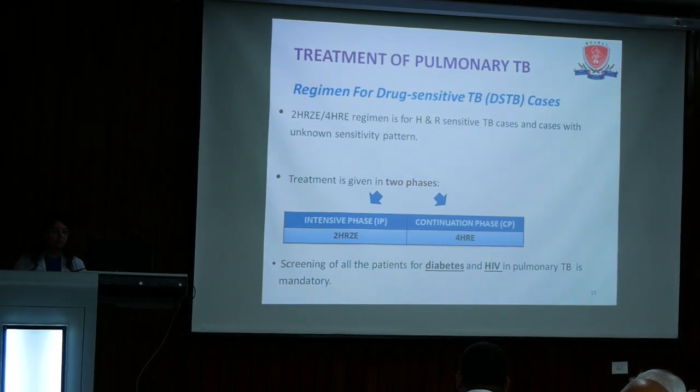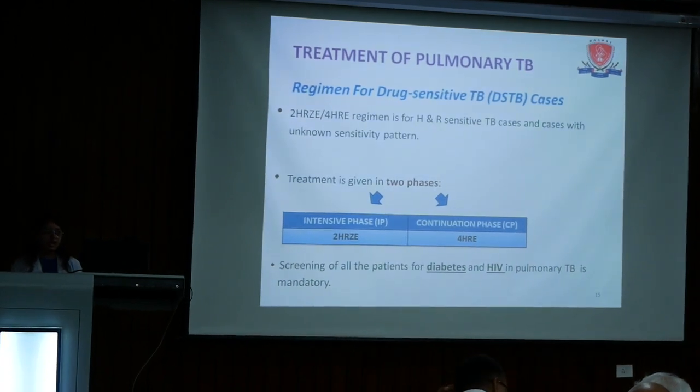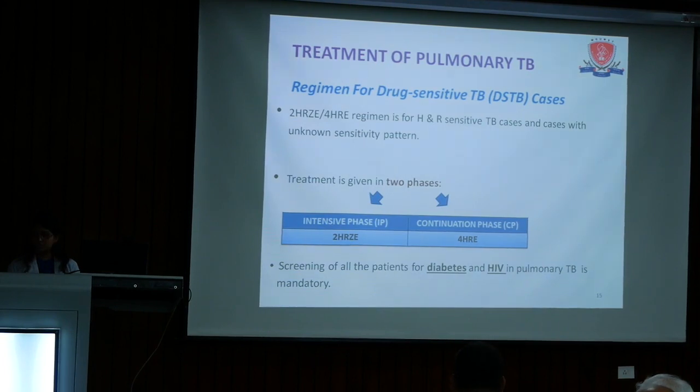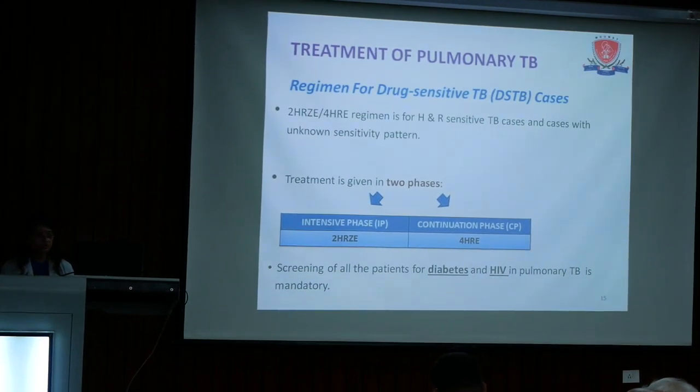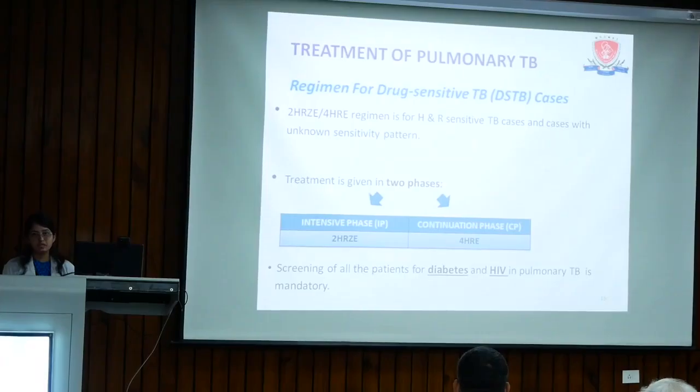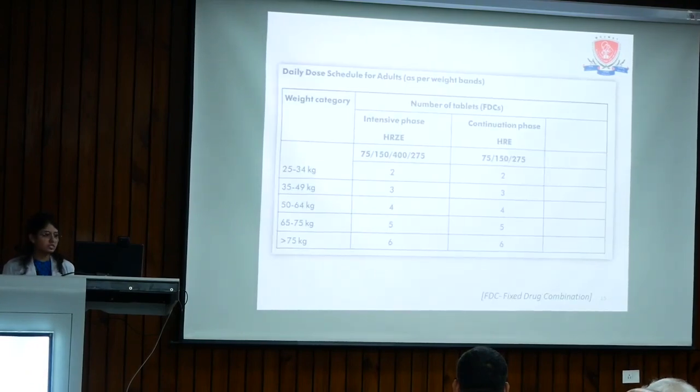Now, treatment of pulmonary tuberculosis, that is a regimen for drug-sensitive TB cases. They are divided in 2 phases: intensive phase and the continuation phase. Intensive phase is followed for 2 months, consisting of isoniazid, rifampicin, pyrazinamide, and ethambutol. Whereas continuation phase is followed for 4 months, containing drugs isoniazid, rifampicin, and ethambutol. In pulmonary tuberculosis is mandatory. Now this is the dosing schedule for adults. We can just have a look on it.